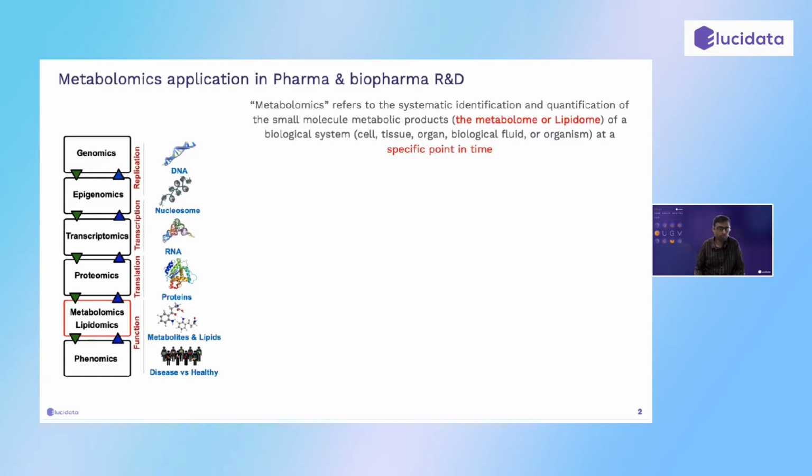To define metabolomics, it refers to the systematic identification as well as quantitation of small molecule metabolic products. Together, we call these the metabolome, or the lipidome, which is a subset of the metabolome, of a biological system at a specific point in time whenever we sample that system. To put it simply, data from genomics to proteomics can explain what might happen in a specific biological system, but metabolite information along with other omics data can better explain what is happening currently in that biological system at that particular point in time.